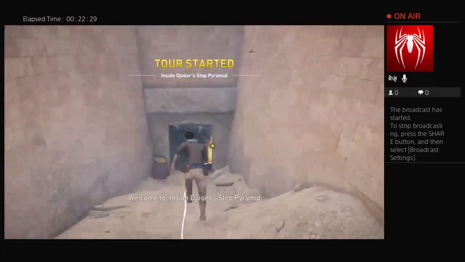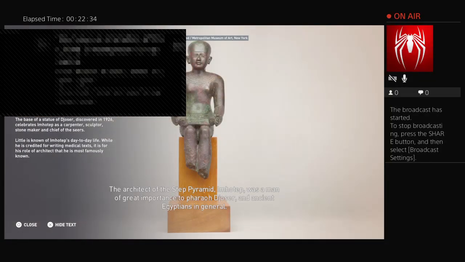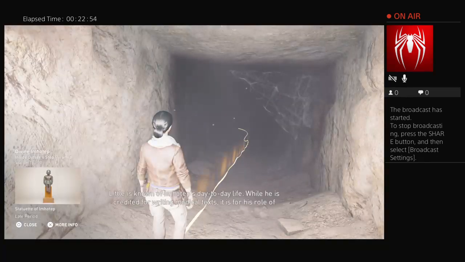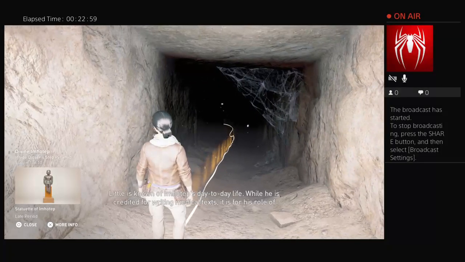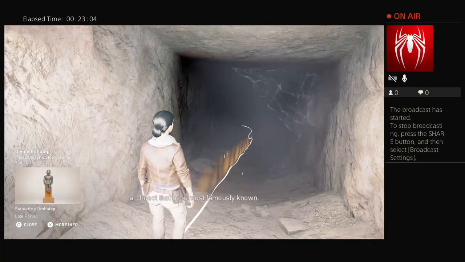Welcome to Inside Djoser's Step Pyramid. The architect of the Step Pyramid, Imhotep, was a man of great importance to Pharaoh Djoser and ancient Egyptians in general. The base of a statue of Djoser, discovered in 1926, celebrates Imhotep as a carpenter, sculptor, stonemaker, and chief of the seers. Little is known of Imhotep's day-to-day life. While he is credited for writing medical texts, it is for his role of architect that he is most famously known.